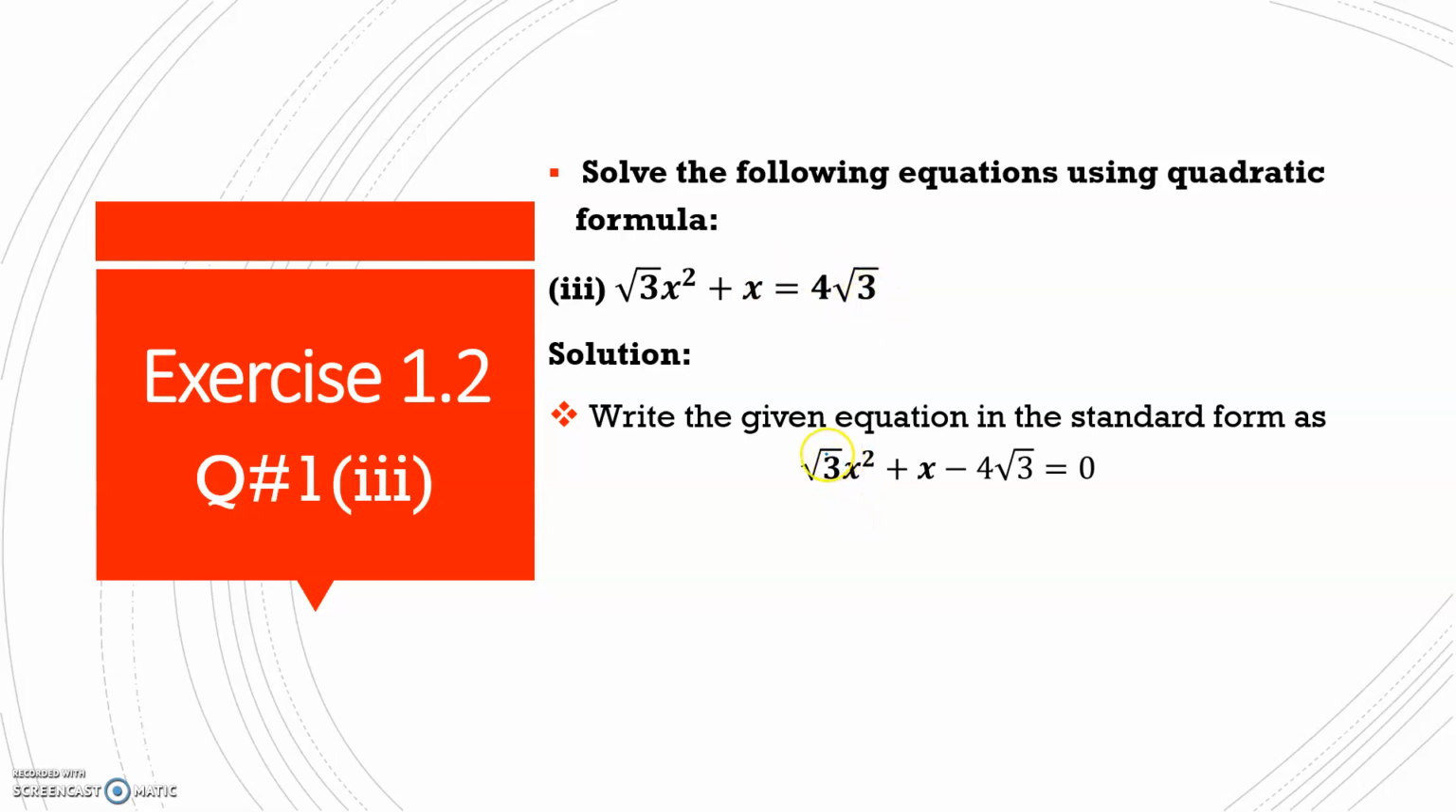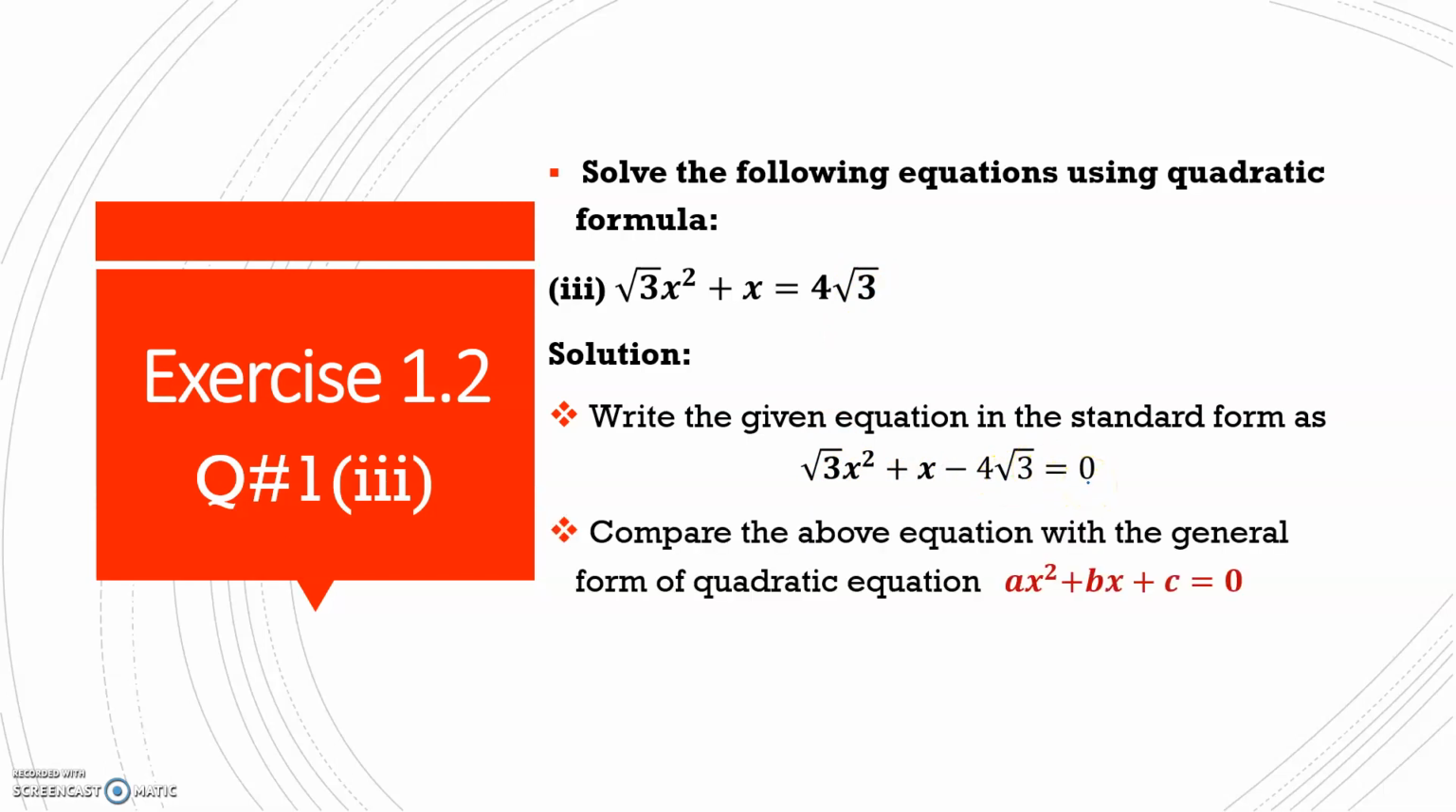So we will get square root of 3 into x square plus x minus 4 into square root of 3 is equal to 0. Now we will compare the above equation with the standard quadratic equation, that is ax square plus bx plus c is equal to 0. So after comparison, we will get a is equal to square root of 3, b is equal to 1, c is equal to minus 4 into square root of 3.